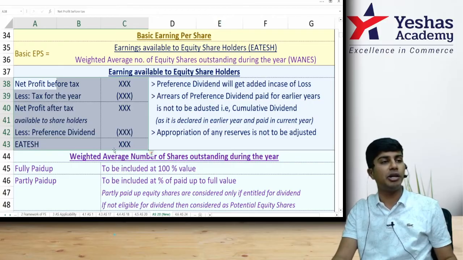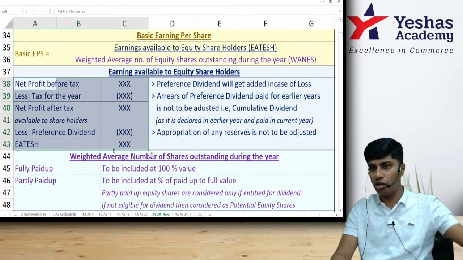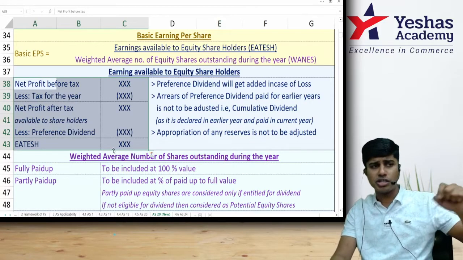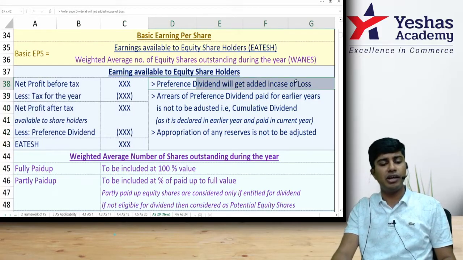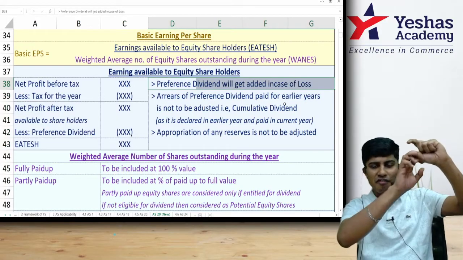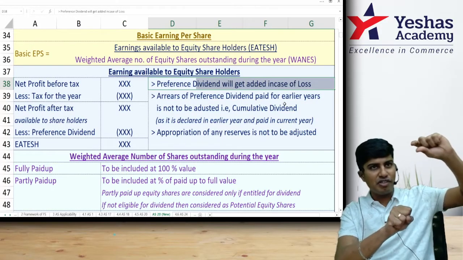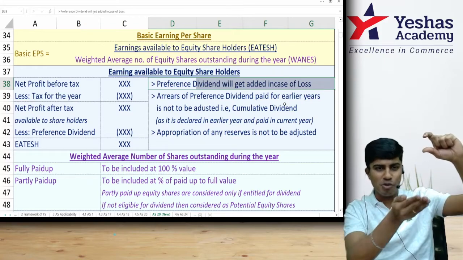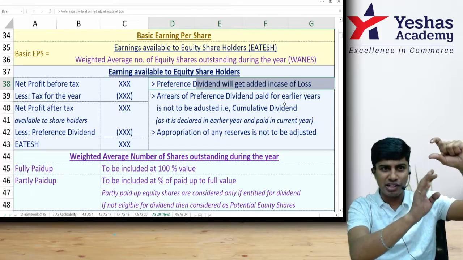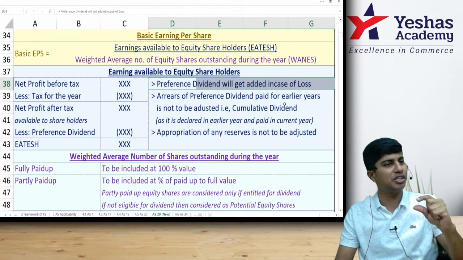This has to be divided by the weighted average number of equity shares. Now we're discussing only the numerator. You understood how to compute the numerator? There are certain important points. Preference dividend will get added in case of loss. Profit is there, from that you deduct preference dividend. If the amount is a loss, it is minus 10,000. From minus 10,000, if you pay dividend of 2,000, it will become minus 12,000 available to equity shareholders.